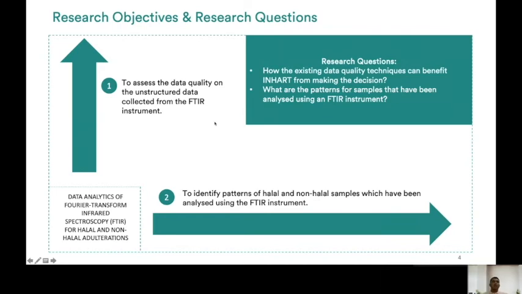And then these are the research objectives and research questions for this project. So our first objective is to assess the data quality on the unstructured data collected from the FTIR instrument. And secondly, we want to identify the patterns of halal and non-halal samples which have been analyzed using the FTIR instruments.